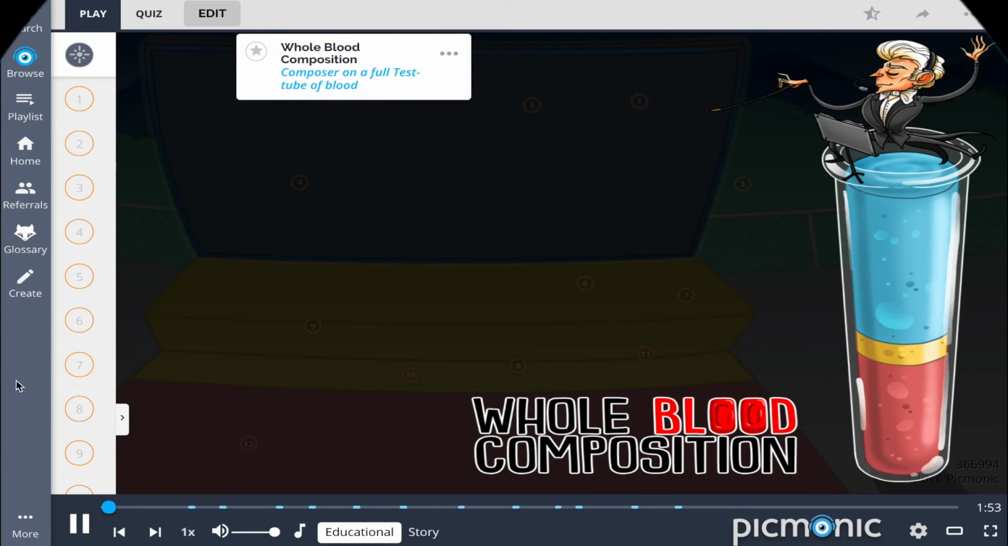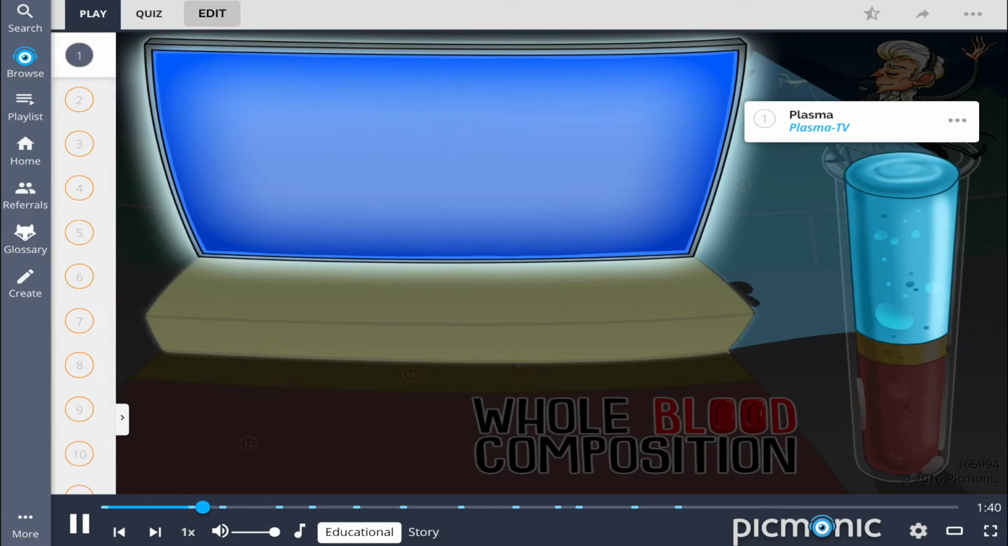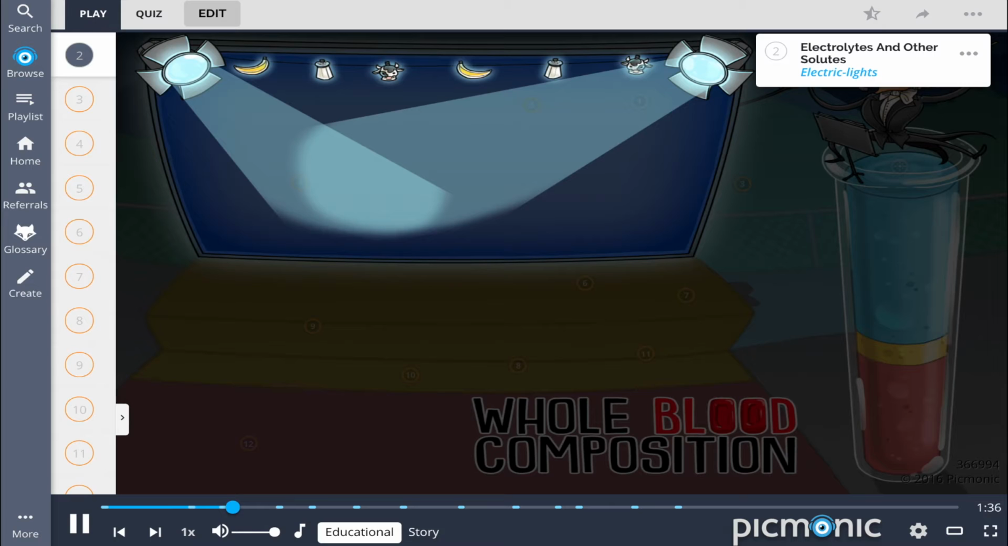In this Picmonic, we review the composition of whole blood, illustrated as the composer on a full test tube of blood. First, the blood is composed of two main components, the plasma and the formed elements. The largest component of blood volume is its plasma, the plasma TV. Plasma suspends the rest of the blood's components in fluid and contains electrolytes and other solutes, shown as the electric lights.